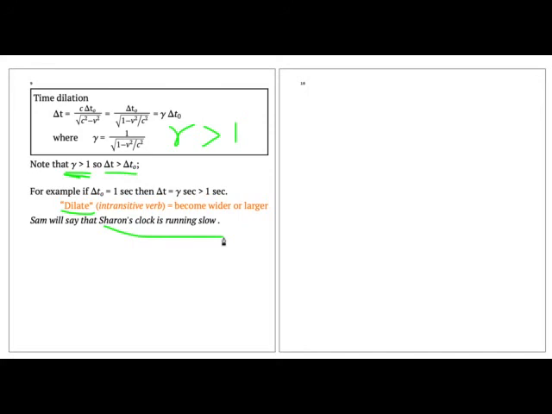But Sharon's clock is perfectly ordinary. Sharon's clock is not broken. Sharon's clock is in perfectly good shape. It's just that the time intervals are different in the different inertial frames.